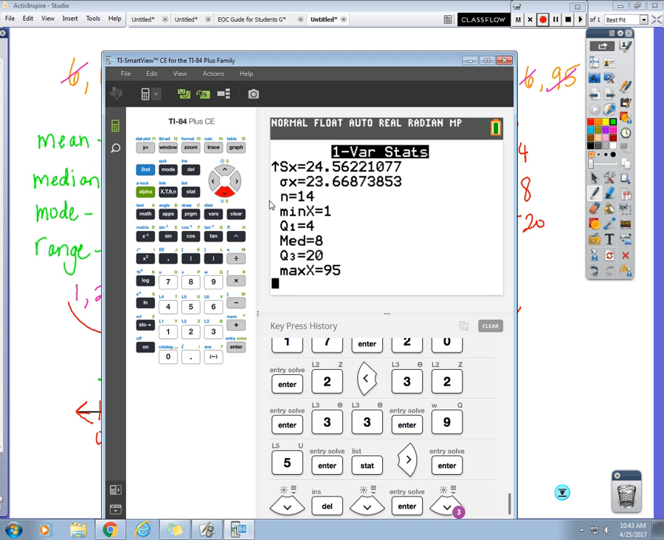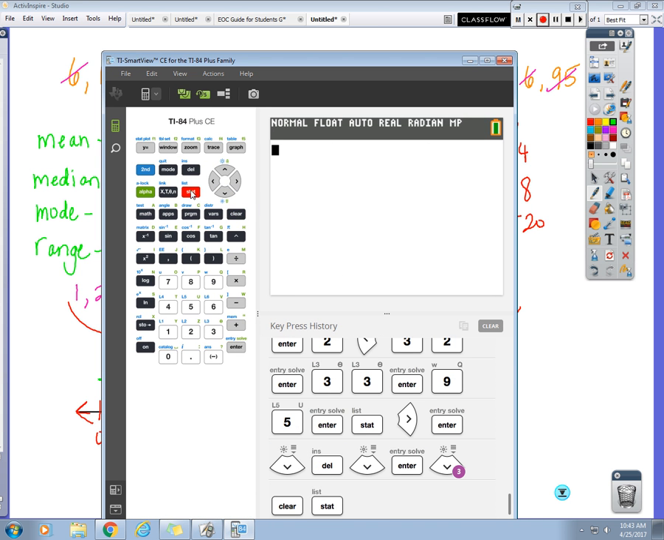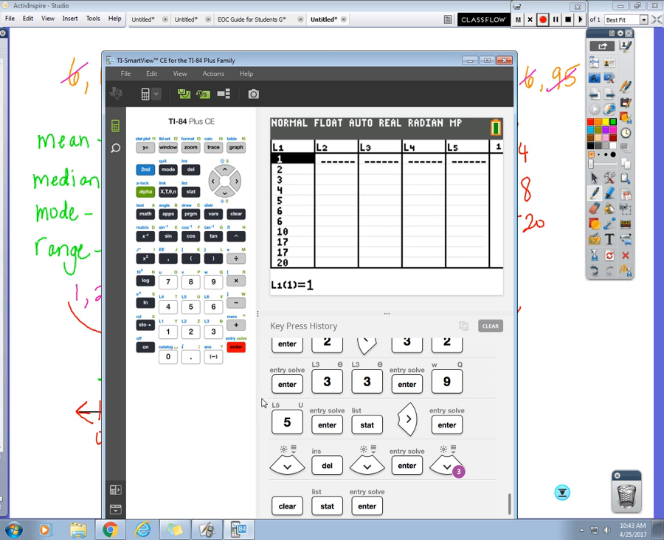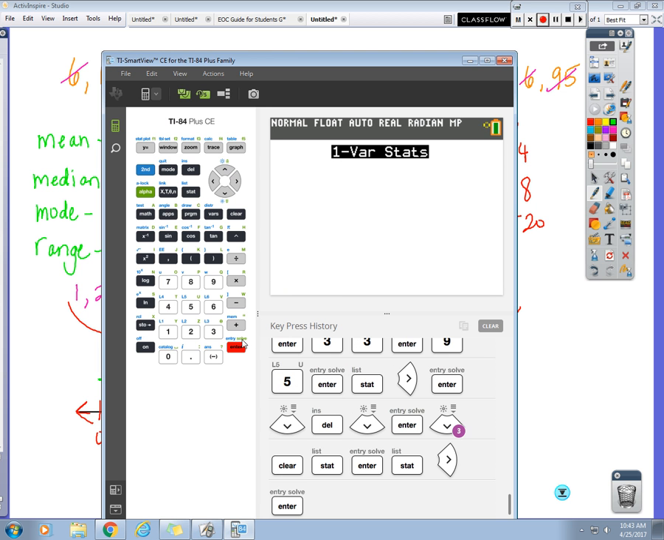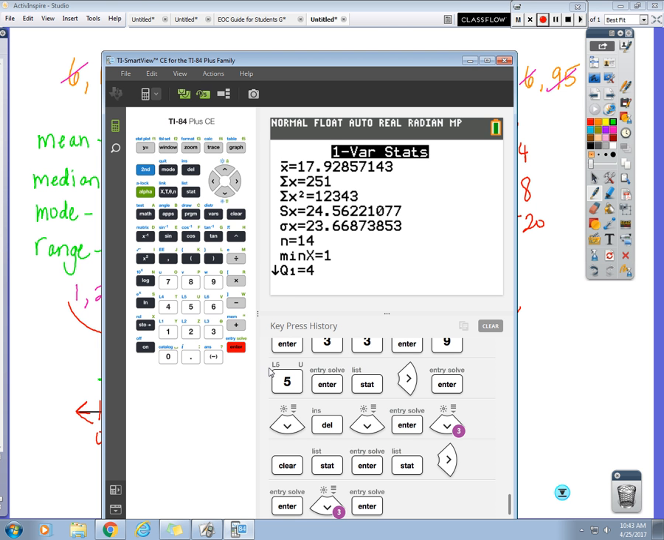Okay, so let's quickly go over the directions again. You go to Stat, Edit to type in your list, put all of your list in L1. Then you go back to Stat, Calc, one variable, make sure this says List L1, and then hit Calculate. And then there's all the information you need.